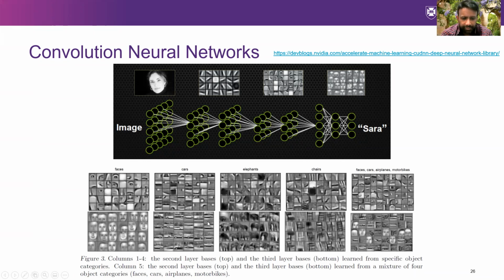And this is what's been observed in other papers as well. So in another one of NVIDIA's papers, when they look at different data sets, they can see parts of cars, parts of faces, the elephant tusks, the chairs, and bits of motorbikes and things.